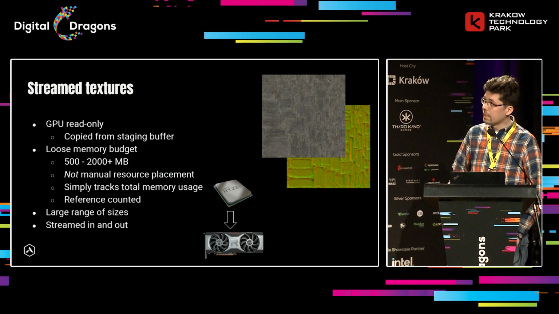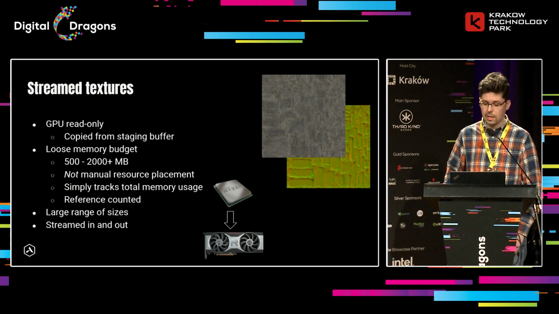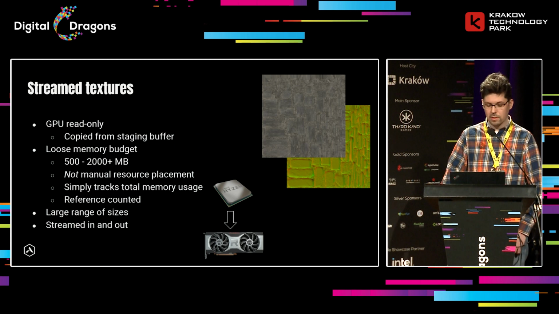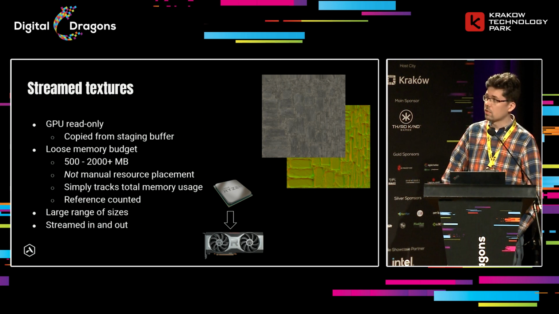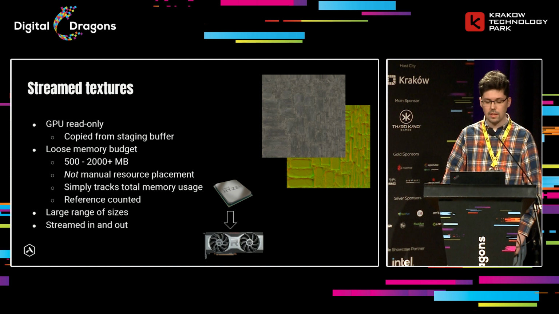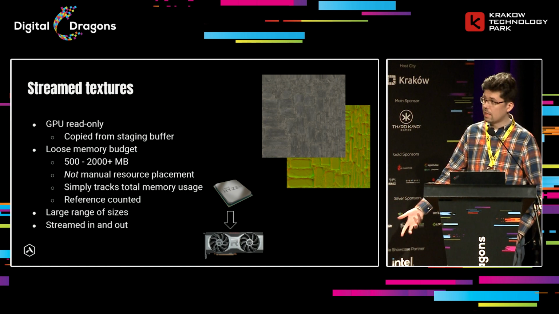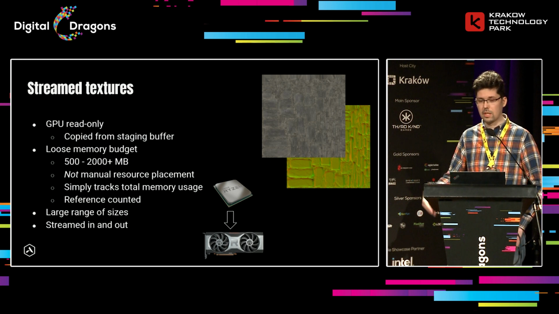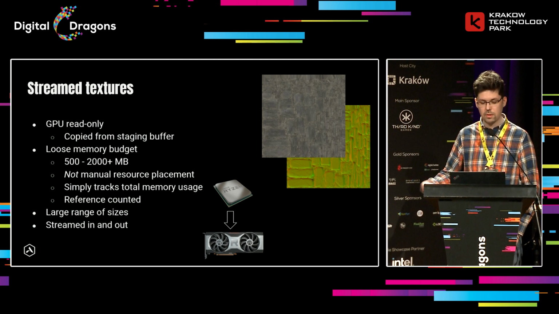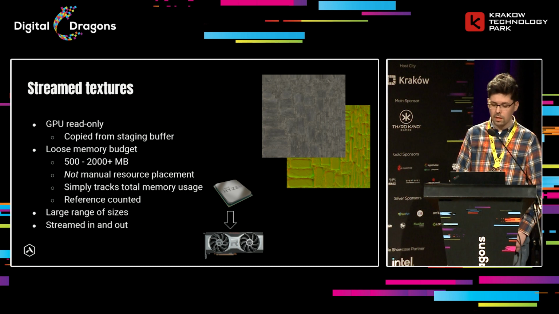Another, probably the biggest part and one of the biggest memory usages we have is, of course, the streamed textures. And these are textures for any kind of 3D models that you have in the world. And again, they are only consumed by the GPU, but they are indeed loaded from disk and then copied through RAM to VRAM using a staging buffer again.